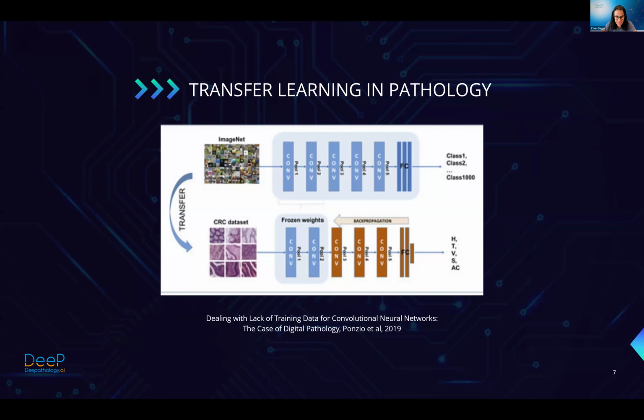Now, in pathology, you see exactly what I suggested. Well, I'm not original. Someone else thought about it before. Back in 2019, Ponzio et al.